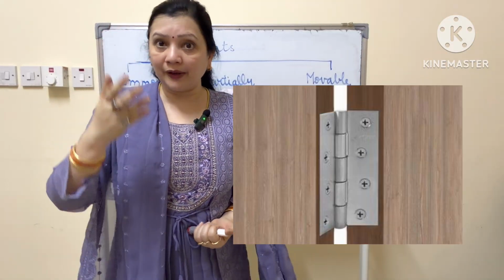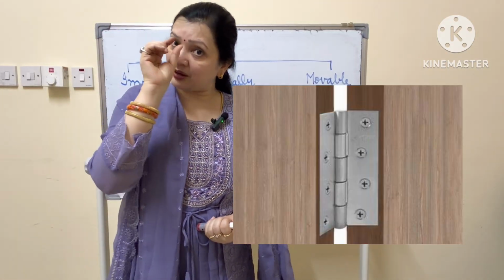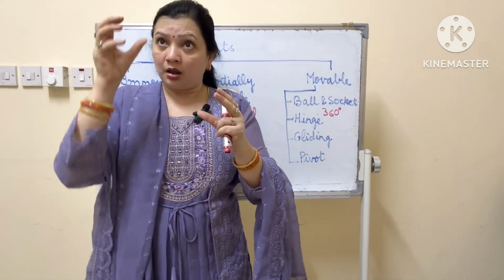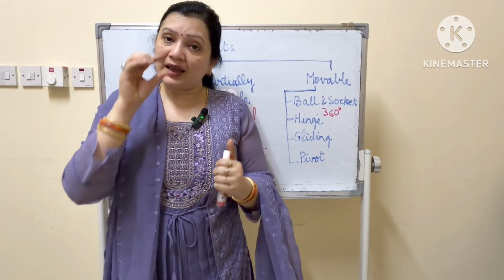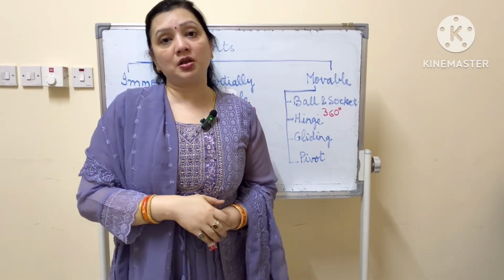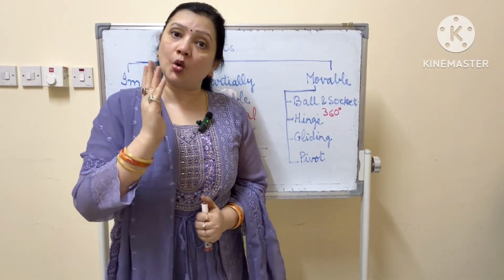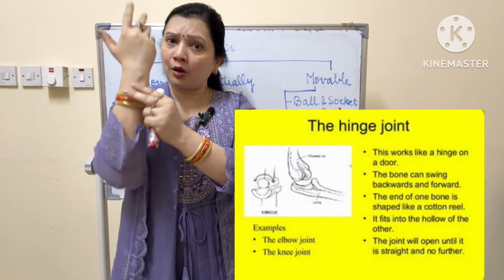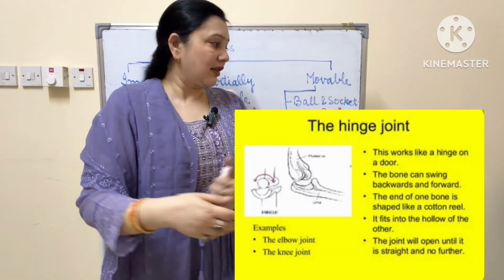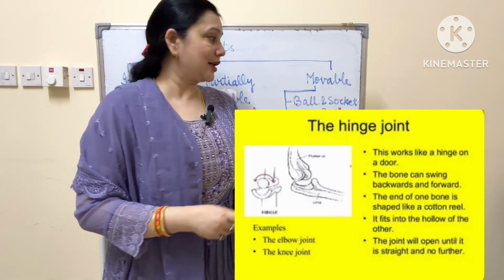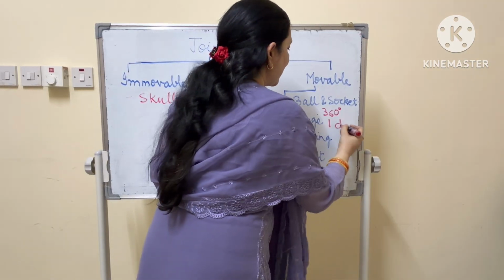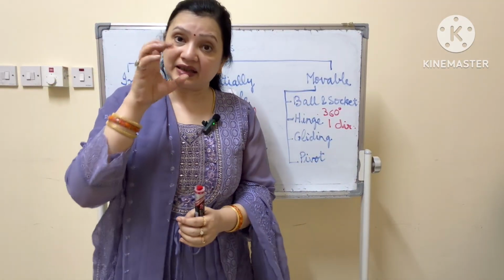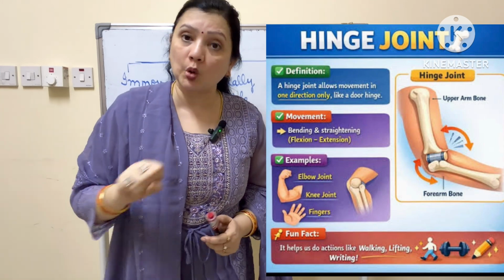If you see a window or a door, you must have seen on the side some metal clasps which join the door to the main frame. That metal portion is called a hinge. It allows the door to open on one side. Like I can move my hand up but I cannot move it down the other way. This is because of the hinge joint. It allows movement in one direction. It is found in our elbow, knees, fingers, toes.